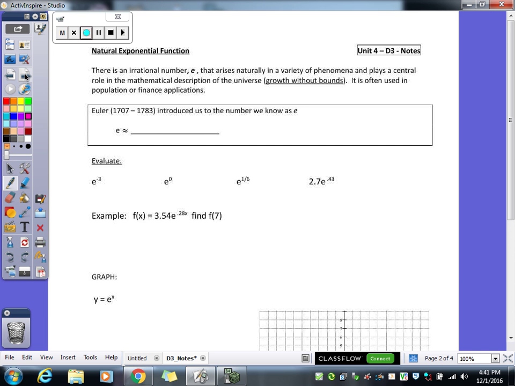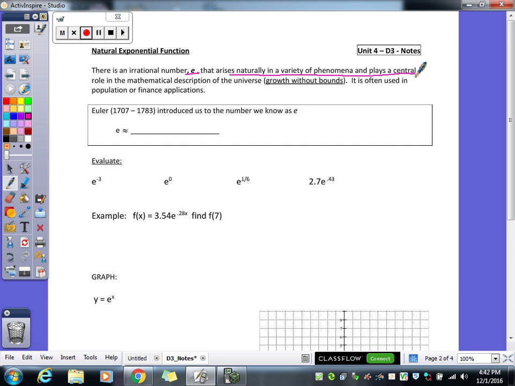Let's take a look at our next page. We do have a natural exponential function. That is referred to as the letter e. So e is just a number that they have found naturally arises within our universe. It arises naturally in a variety of phenomena that plays a central role in mathematical descriptions of the universe.